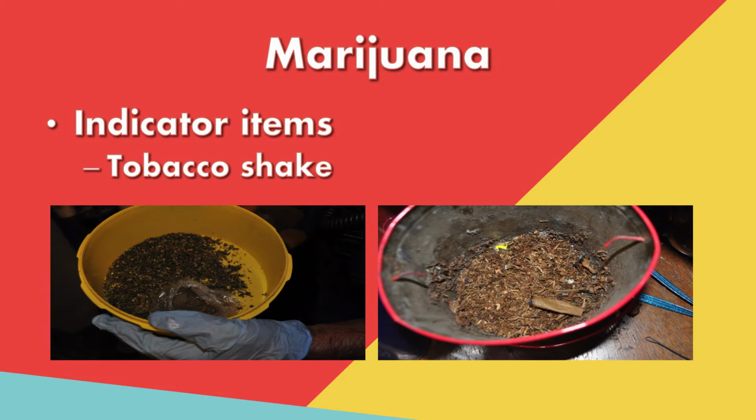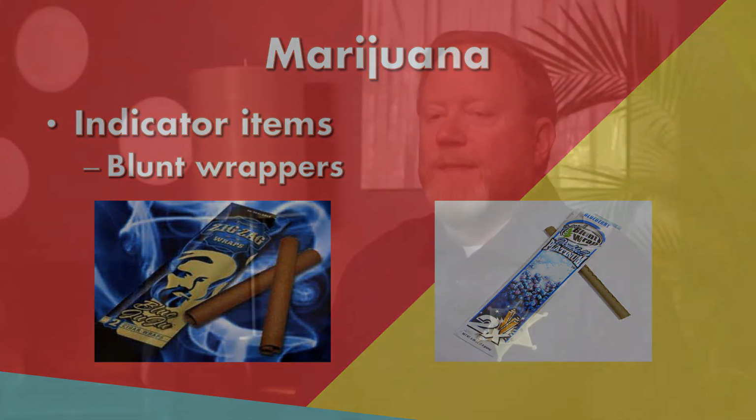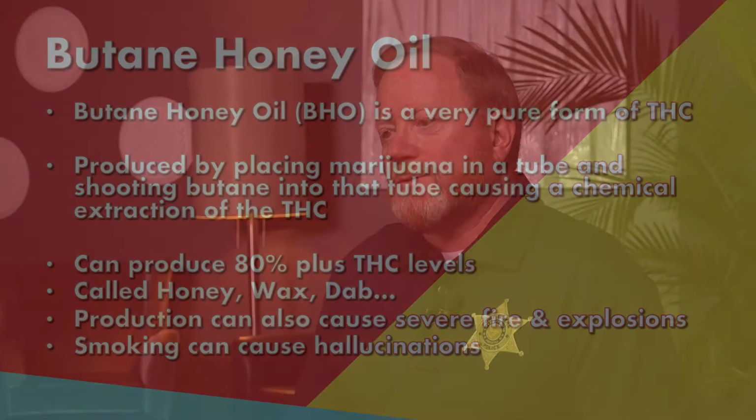Another indicator item is tobacco shake. When a person removes the middle of the cigar, they keep what is left over behind, and it's called tobacco shake. Another indicator item is blunt wrappers. So if you see cigar wrappers laying around and loose tobacco, that could be an indicator of marijuana use.